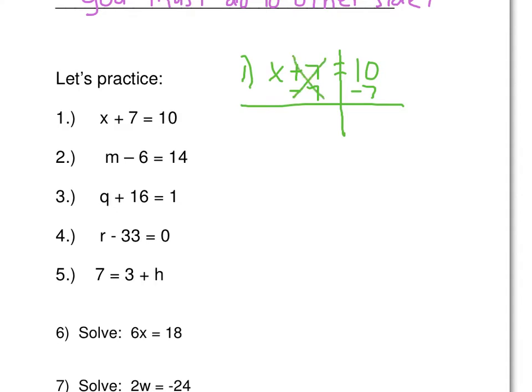This clears and goes to 0, so I have x alone. 10 minus 7 is 3. So I know that my equation is x equals 3. In order to check this, you can always substitute the 3 that you found for the x. So you would do 3 plus 7 equals 10, and obviously that checks. All right, let's do number 2.